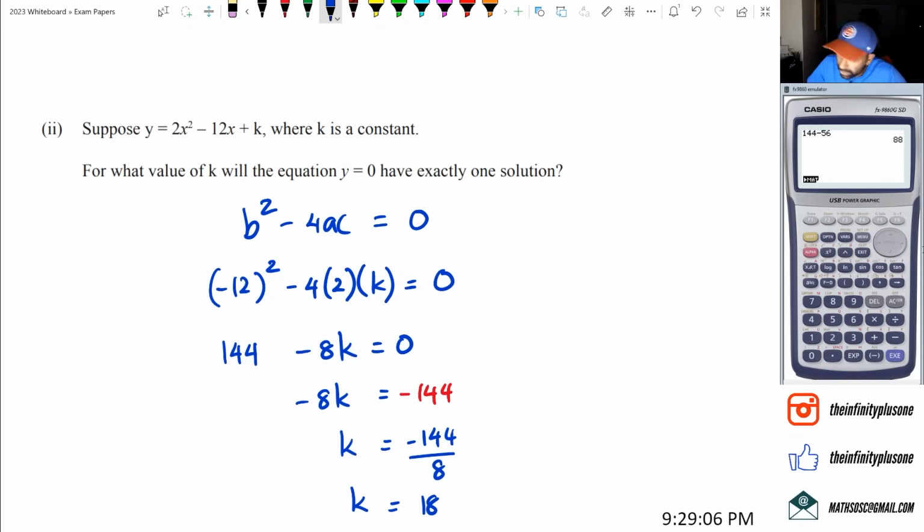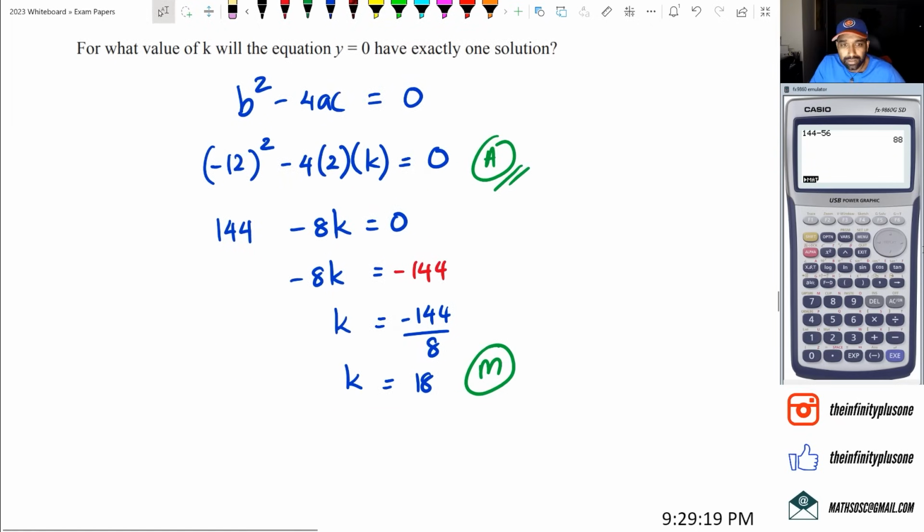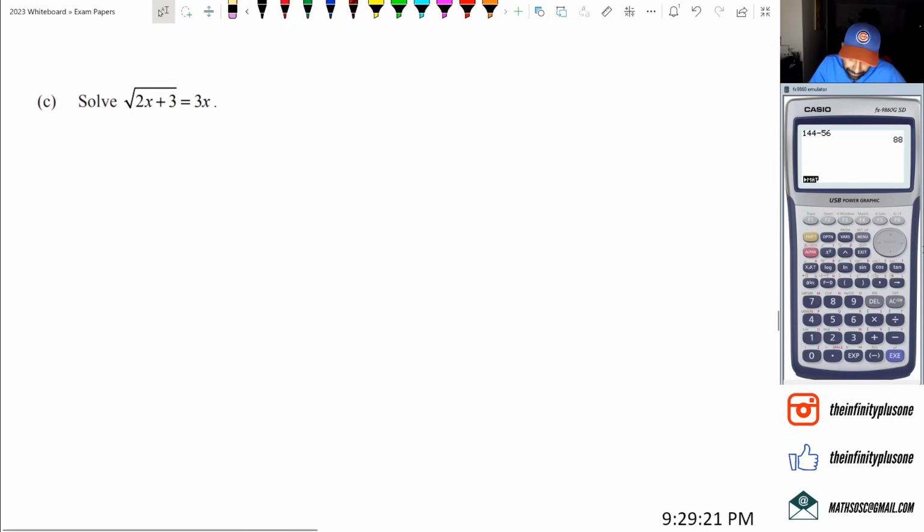Substitution made in line 1 could get you an achieved. I guess this is getting you an achieved for substitution in line 1. Correct value of K gets you a merit. Nice, good speed for this question.